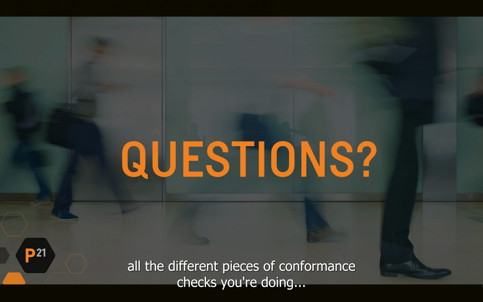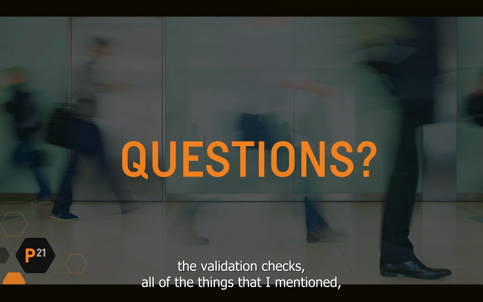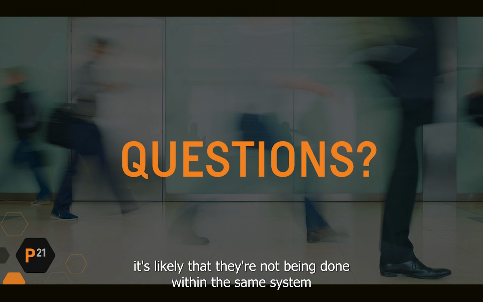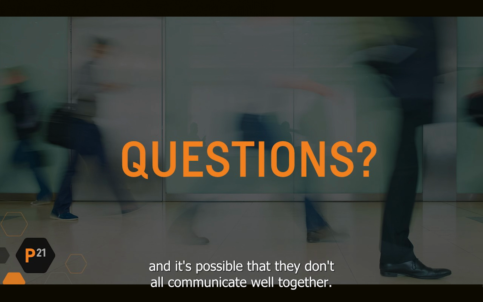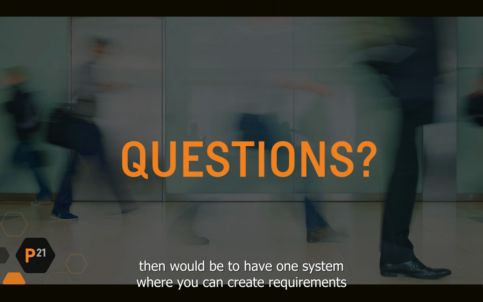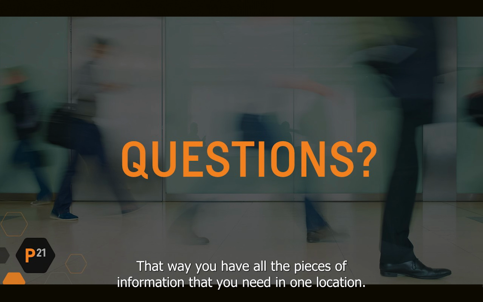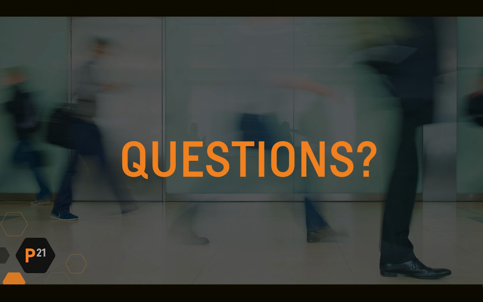and then a separate tool in order to do all the different pieces of conformance checks, if you've got a tool or just SAS checks to do the validation checks. All of those things that I mentioned, it's likely that they're not being done within the same system, and it's possible that they don't all communicate well together. So that's very, very difficult. So the best practice then would be to have one system where you can create requirements and also complete that validation and do issue management.